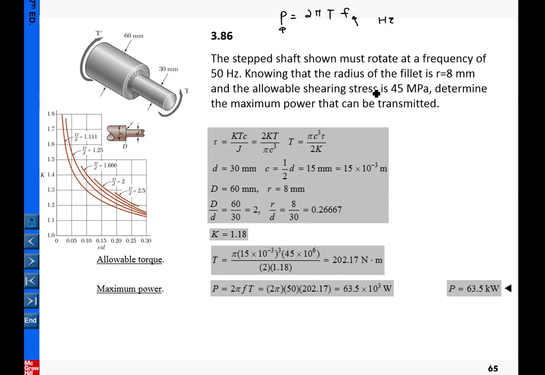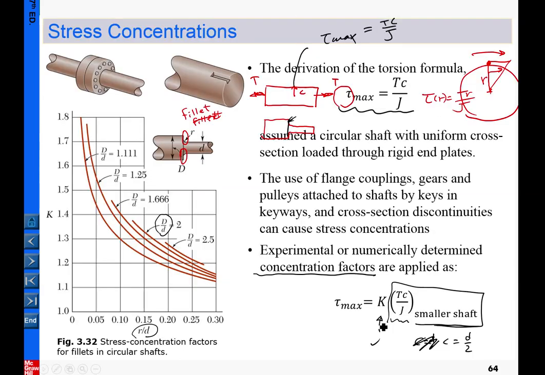We know the frequency, for this case, the frequency F equal to 50 hertz. We are given the fillet dimension r equal to 8 inch, and then the maximum allowable stress 45. Under this case, you can see the maximum stress, under our design criteria, should be smaller than the allowable. So that is 45 MPa. So what is the maximum? The maximum is K times Tc over J. Again, that is the previous equation here.